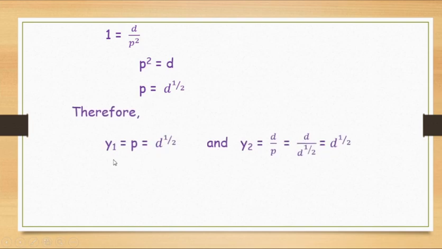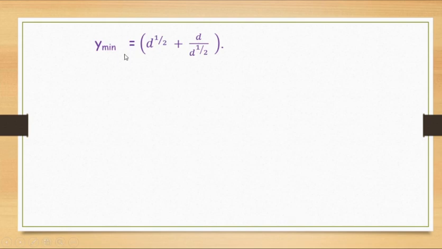Therefore, the first part y1 is nothing but p, which is equal to d raised to half, and y2 is equal to d/p. Put p = d raised to half. We get y2 = d divided by d raised to half. d divided by d raised to half is nothing but d raised to half. And y min is equal to p + d/p at p = d raised to half. That means we have to put p = d raised to half here. We get y min = d raised to half + d divided by d raised to half.